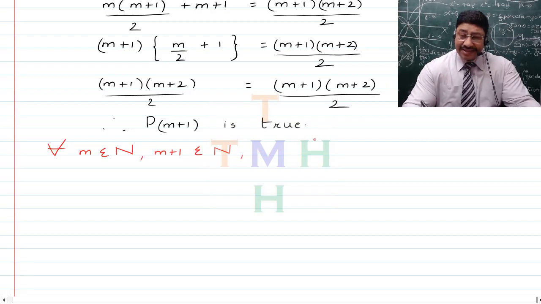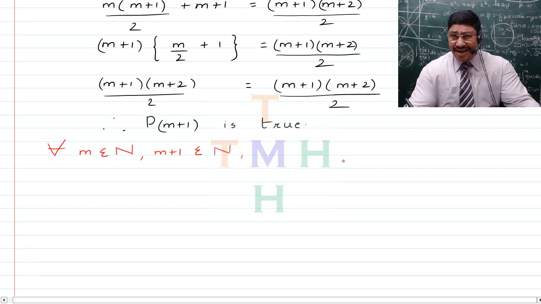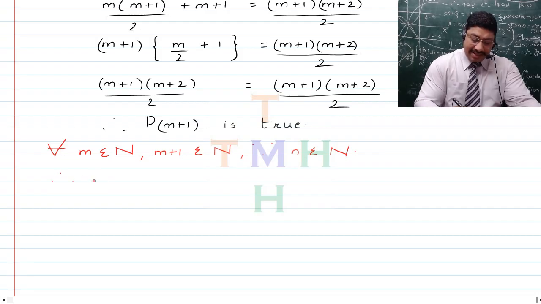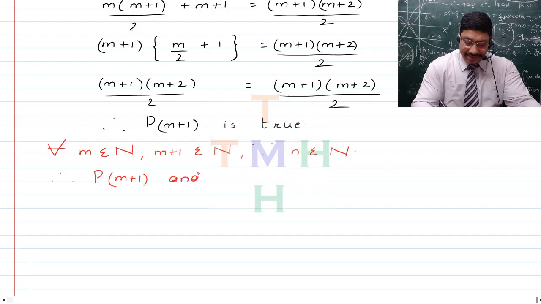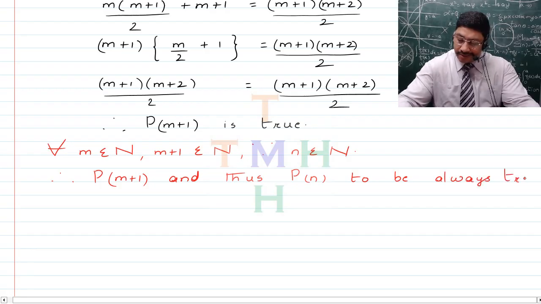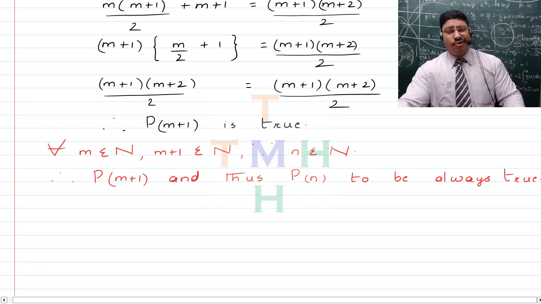And since this had to be proved for n, which is also from the set of natural numbers, you will say that, since n is an element of natural numbers, therefore we will say that P(m plus 1), and thus we have P(n) to be always true, right? So this is a statement which you require to write at the end of every sum which has been proved by the principle of mathematical induction.